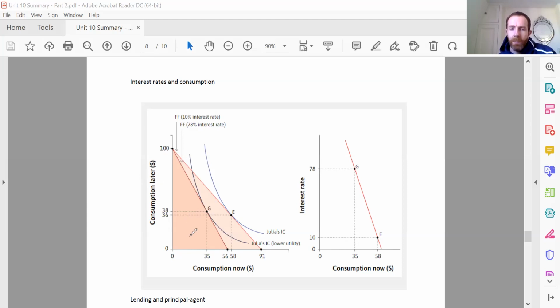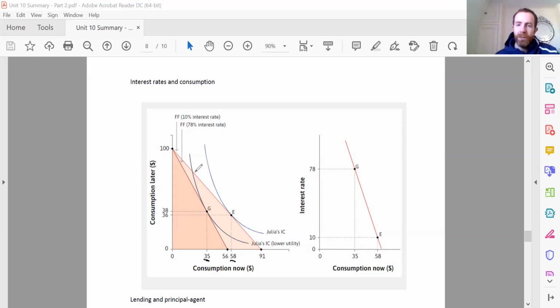So we're going to make this justification by looking at the two situations that Julia faced earlier in the unit, where she's got 2 potential interest rates, right? The 78% interest rate, which gives a very, very steep feasible frontier, and then the 10% interest rate, which is a shallower feasible frontier. And we see that her optimal choice at the 78% interest rate is at G, where she consumes 35 right now, whereas at the lower interest rate, because borrowing is less expensive to her, she chooses the point E, where actually she consumes 58 right now.